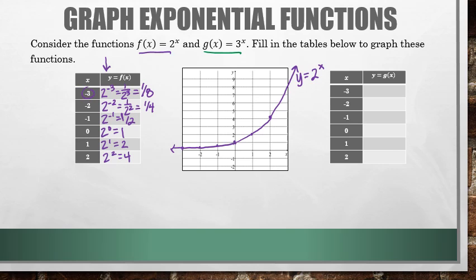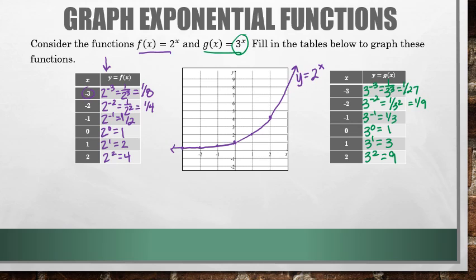Okay, now let's graph g of x. So g of x was 3 to the x power. So when x is negative 3, we get 3 to the negative 3, which is 1 over 3 cubed, which is 1 over 27. 3 to the negative 2 is 1 over 3 squared, which is 1/9. 3 to the negative 1 is 1/3. 3 to the 0 is 1. 3 to the 1 is 3. And 3 squared is 9.